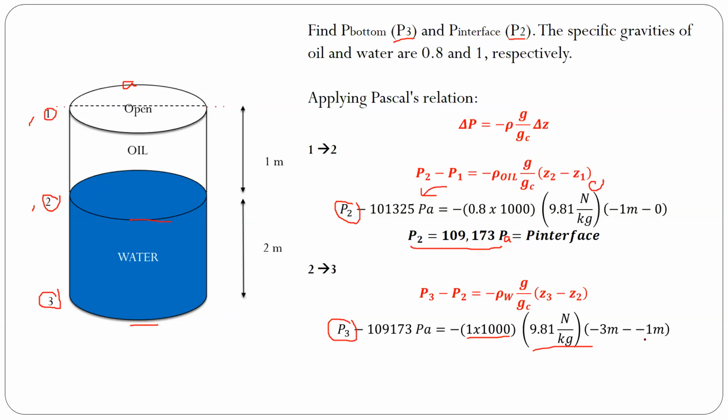Minus negative 1. So that's a double minus, because it is minus Z2. Your Z2 is just negative 1, at the point negative 1. So therefore, P3 is 128,793 pascals. That's the pressure at the bottom of the container.